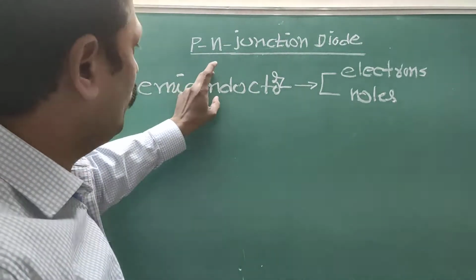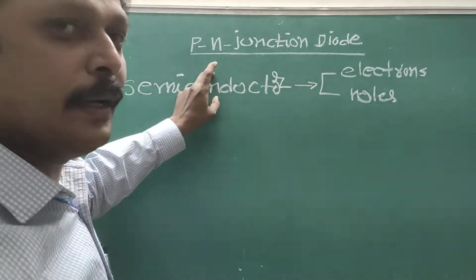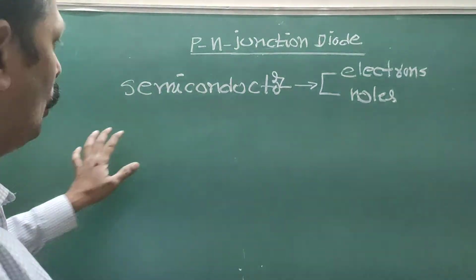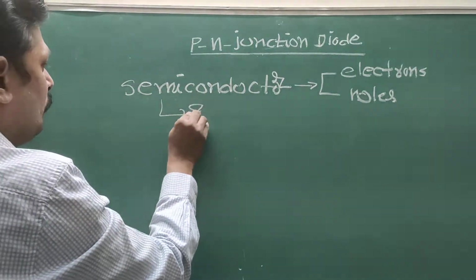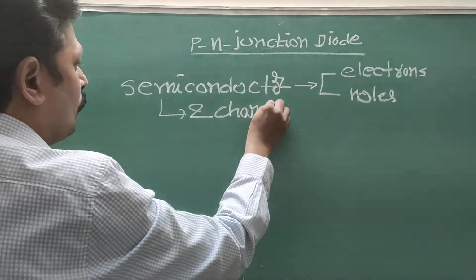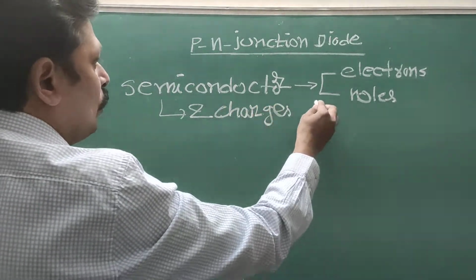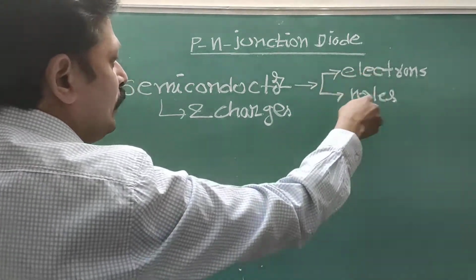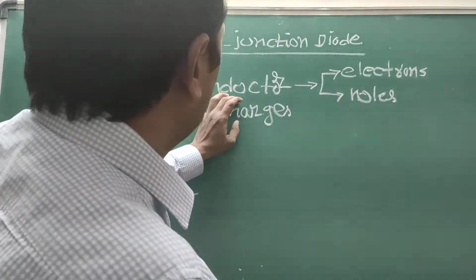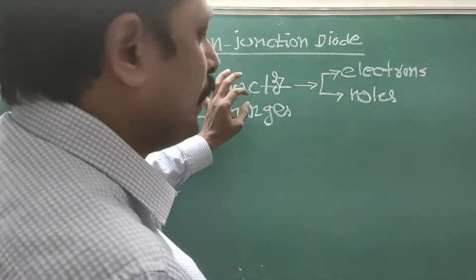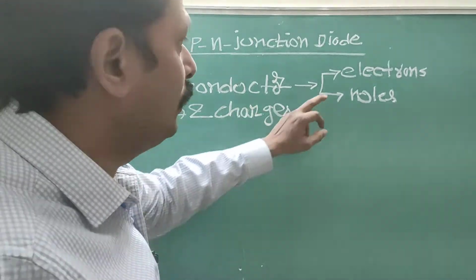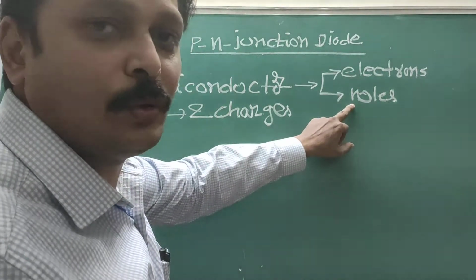Now diode comes under this category of semiconductor. Here the semi is a term applicable to two kinds of charges. Semi means two kinds of charges. What are those charges? One is named as electrons, other one is named as holes. Now the semiconductor is mainly responsible for the flow of current either through electrons or holes.